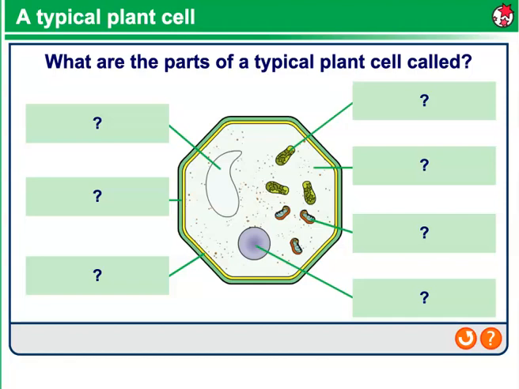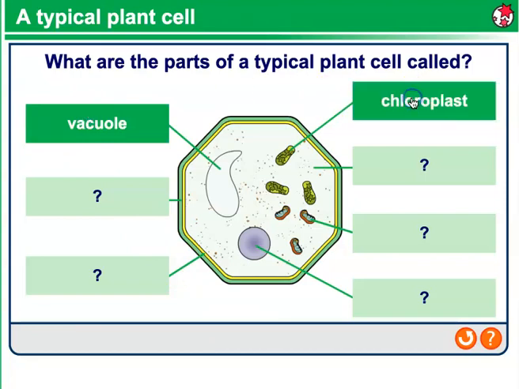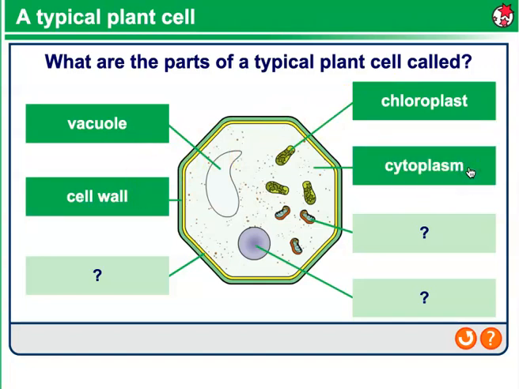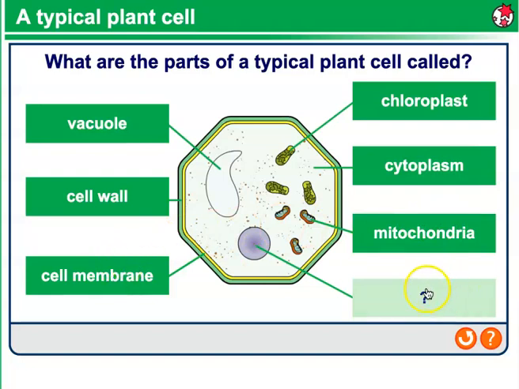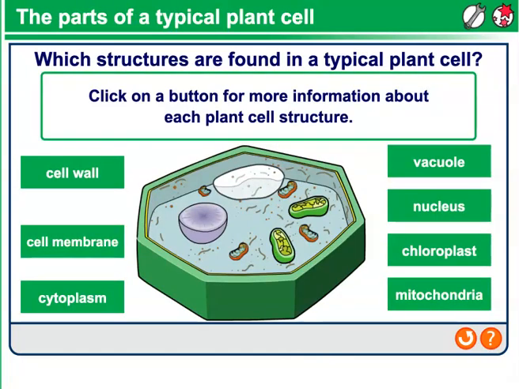A typical plant cell. What are the parts of a typical plant cell called? Our vacuole, the chloroplasts, the cell wall, the cytoplasm, the mitochondria, the cell membrane, and, of course, the nucleus. So which structures are found in a typical plant cell? We're going to explore this further.